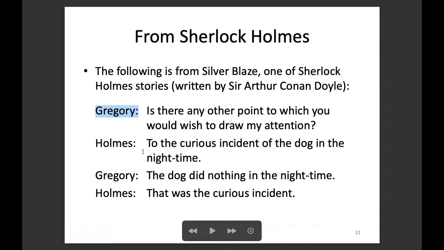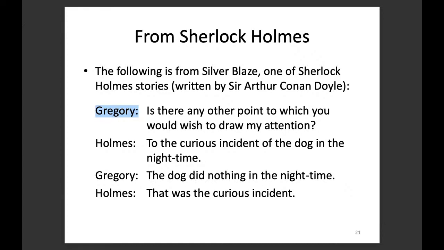Sherlock Holmes says, to the curious incident of the dog in the night time. And then Gregory, the policeman, says, the dog did nothing in the night time. And then Sherlock Holmes says, this was the curious incident.